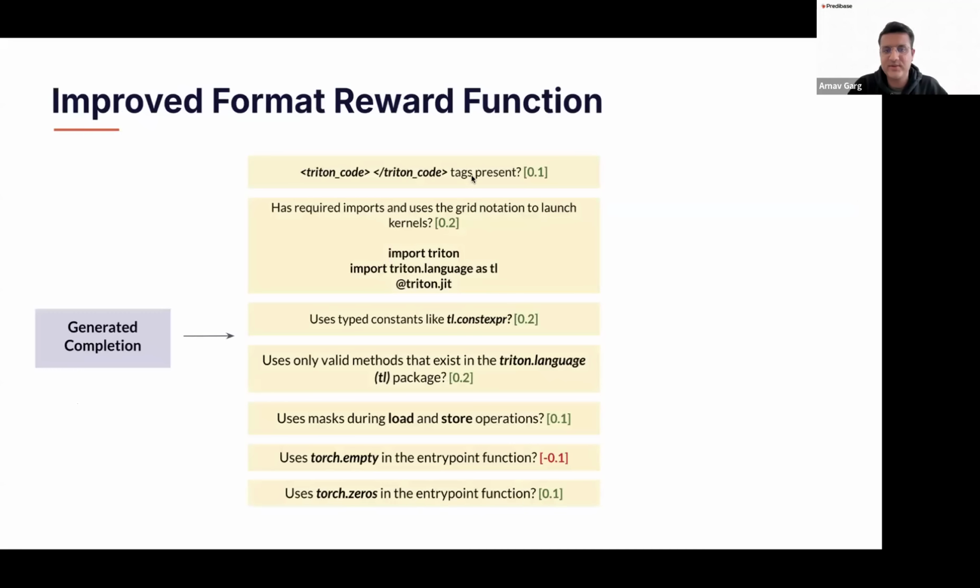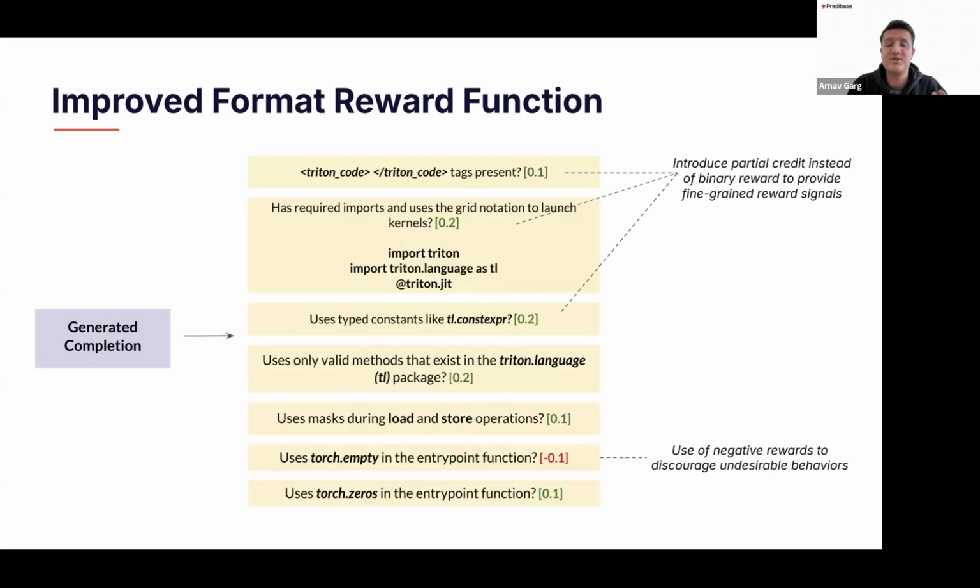Are the Triton code types present? Does it use the imports? Does it use only valid methods from the Triton language library? Does it use torch.empty? Does it use loads and stores properly? And other signs that it's using the kernels the right way or setting them up correctly. And the third thing is, yeah, we can assign partial credit.